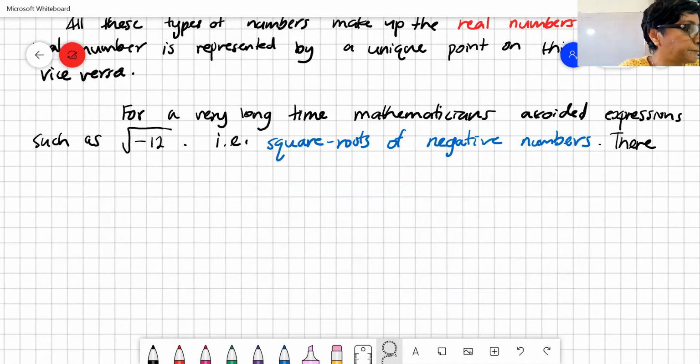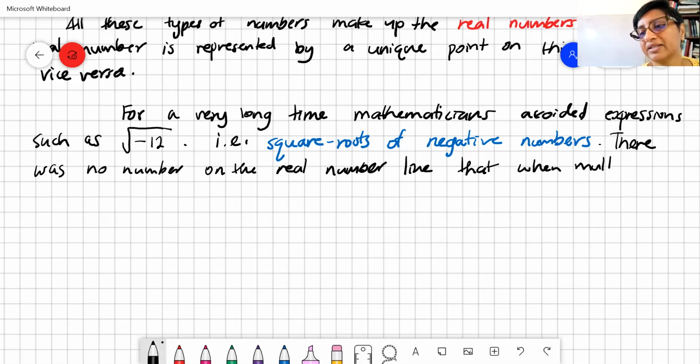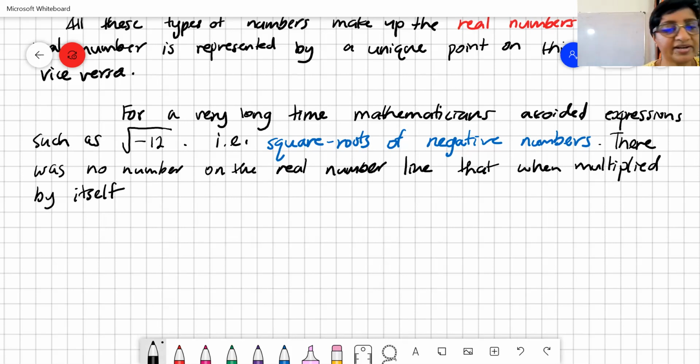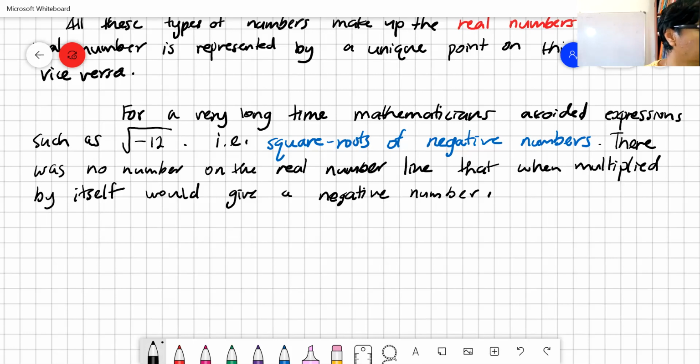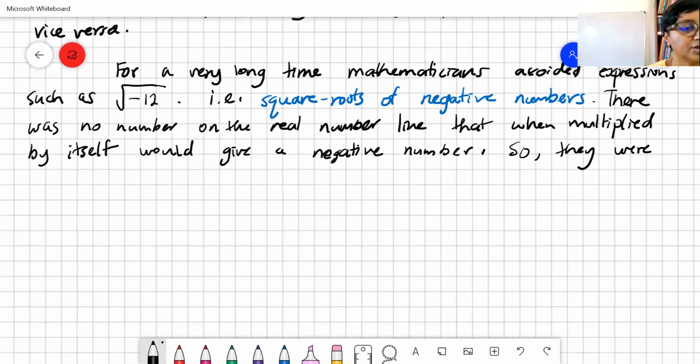What did we say? There was no number on the real number line that, when multiplied by itself, would give a negative number. So they were non-existent. So Miss, can you scroll it upwards a little bit? Yep. Enough. Okay. So they were non-existent.